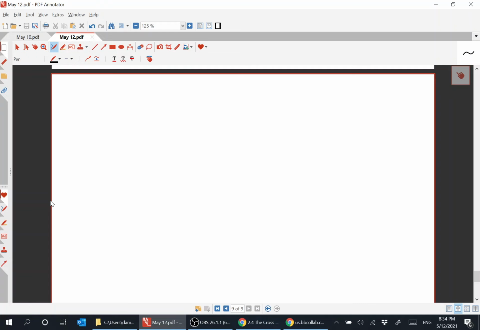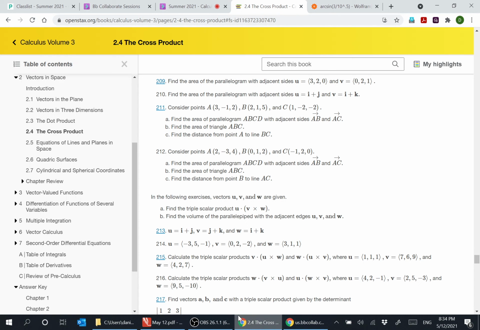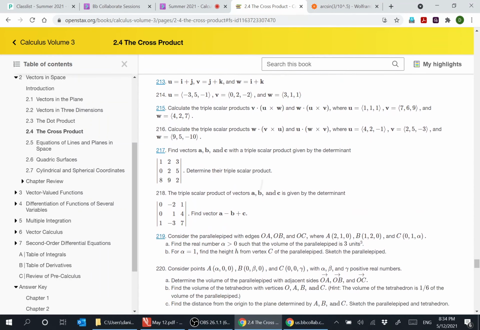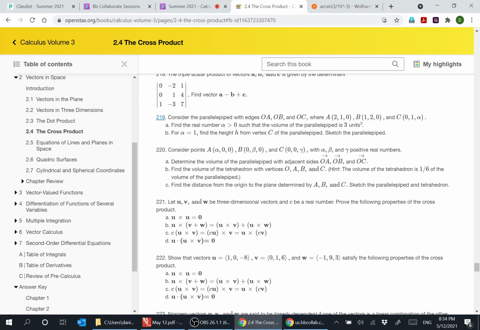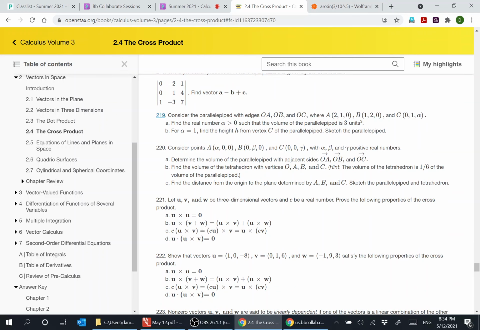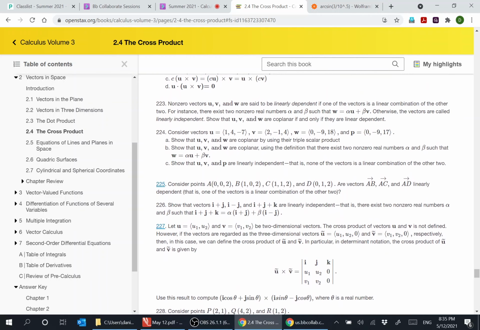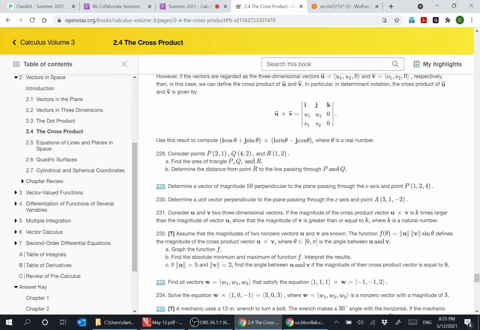221. Let u, v, and w be three-dimensional vectors and c a real number. Prove the following properties of cross products. Do I need to have you guys do that? Well, that's the last problem, 235. Let's do 235 first, and we'll get back to that.